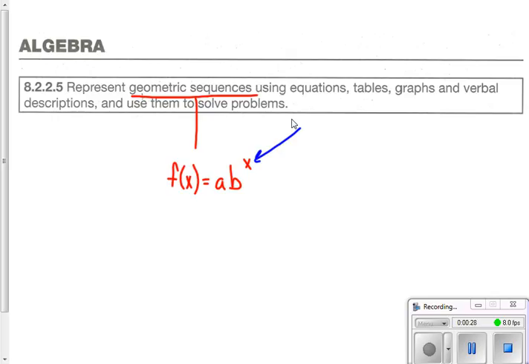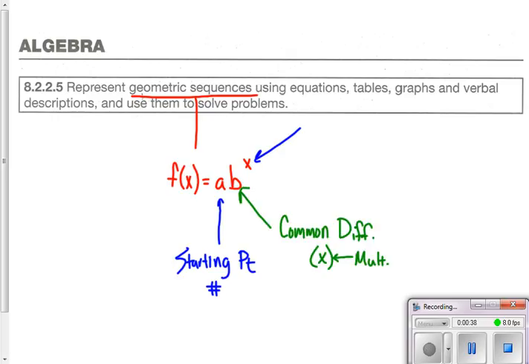So remember, a represents your starting point, or the number that you need to start with. The b value is your common difference, and again, you find that through multiplication, so you figure out what it's being multiplied by to get that y value. And x would represent basically your duration. Normally it's years, doesn't always have to be, but it's some time frame.